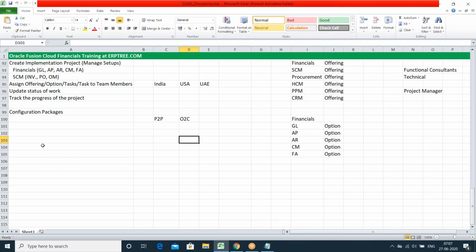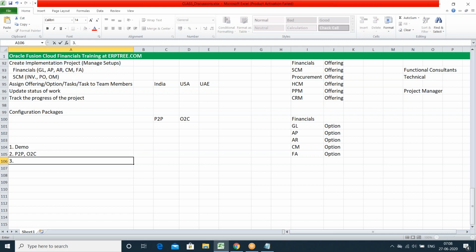So we completed 4 sessions. The first session, as a demo, we discussed what is the meaning of this course, and we discussed different cloud options for the customers. The second session discussed P2P and O2C cycles.